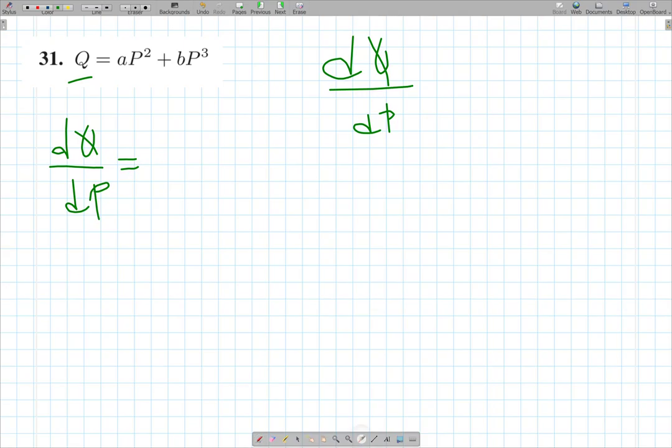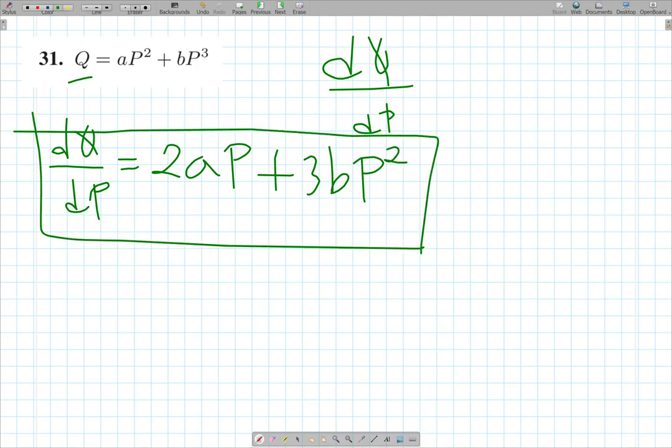Right? So derivative of Q with respect to P is dQ over dP equals, ano ang exponent ng variable P, di ba? 2. So 2 times what? Okay, ang A natin is constant. So 2 times A is 2A. 2A, then P, 2 minus 1 is 1. So P na lang, no? Plus, next is, ang exponent ng variable P is 3. No? 3 times B is 3B. Diba? 3B, then P, 3 minus 1 is 2. So yan. Our dQ over dP is equals to 2AP plus 3BP square. Okay, next.